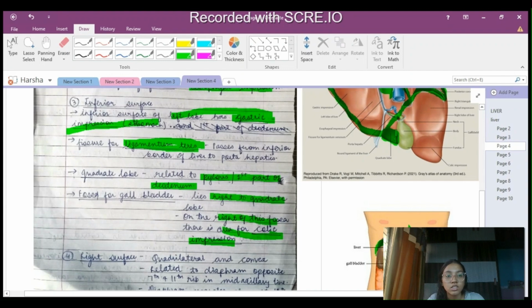Now see, this is the caudate lobe. Right to it is the fossa for the gallbladder, and to the right of the fossa for the gallbladder, this area which you are seeing over here is for the colic impression. Means the colon will come and get accommodated over here. Okay, the right flexure of the colon will get accommodated over here. Clear?